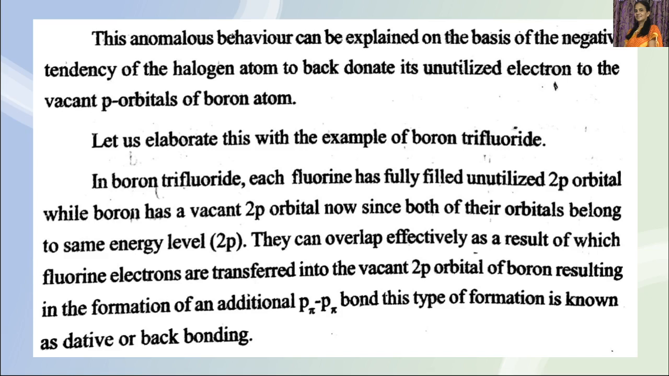As halogens have extra electron pairs and boron atom has vacant p orbital, because of that reason, the halogen atom present in BX3 can back donate, thus a double bond character is formed in between one halogen and boron atom in the BX3 molecule. So here let's discuss BF3 as an example, boron trifluoride.